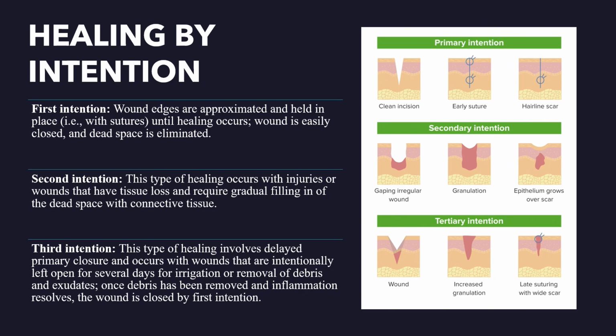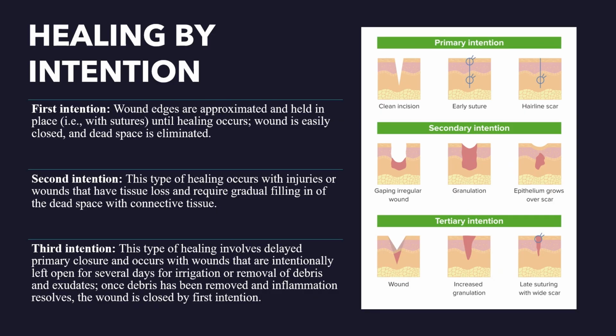Moving on to the second intention, healing occurs with injuries or wounds that have tissue loss and requires gradual filling in of the dead space with connective tissues. As we can see in the image beside in the secondary intention, first we can see the gaping irregular wound. There is a loss of tissue we can see. So we need to let it fill gradually with tissue to form the base, to fill the dead gap, and then it will fill with connective tissues and the healing will occur. Now moving towards the third intention.